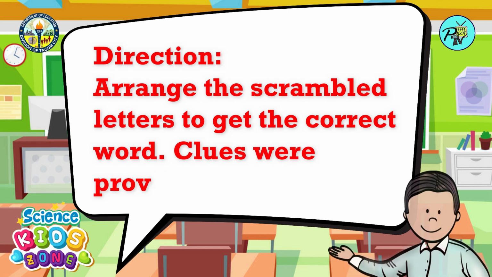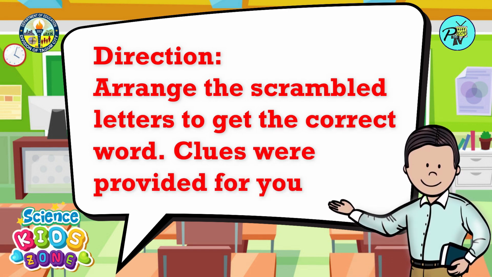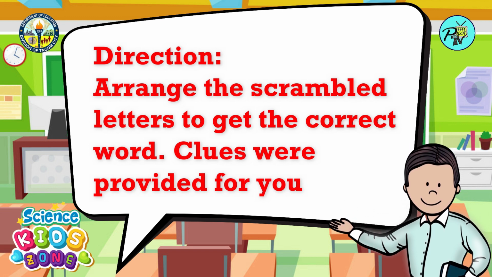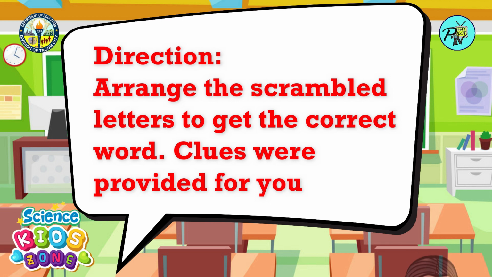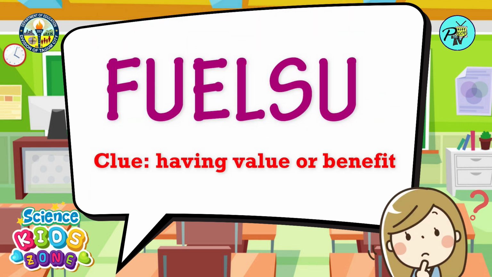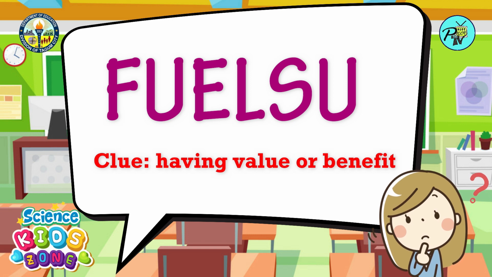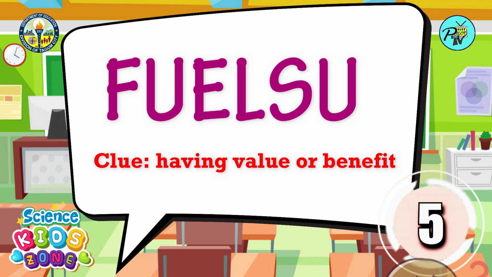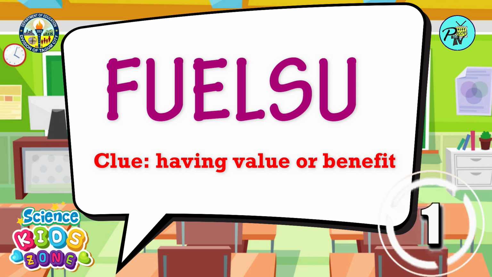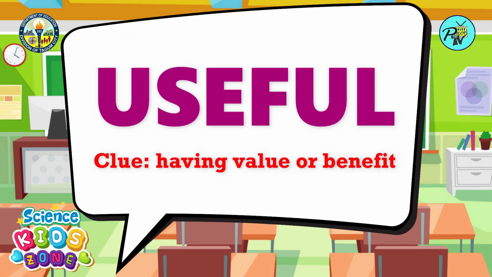Arrange the scrambled letters to get the correct word. Clues were provided for you. You have 5 seconds to answer each item. Number 1. The clue is having value or benefit. What is the correct word for number 1? The correct word is useful.